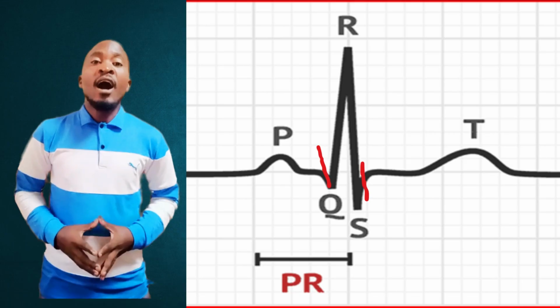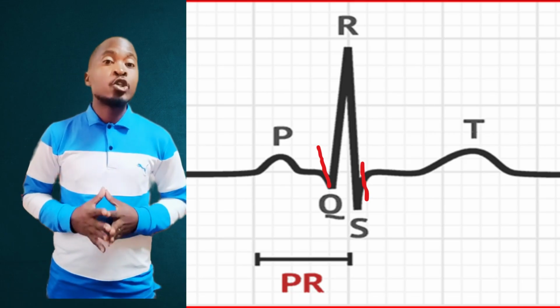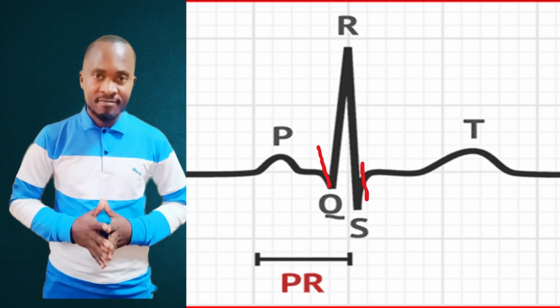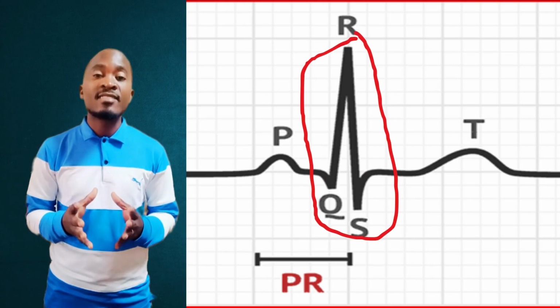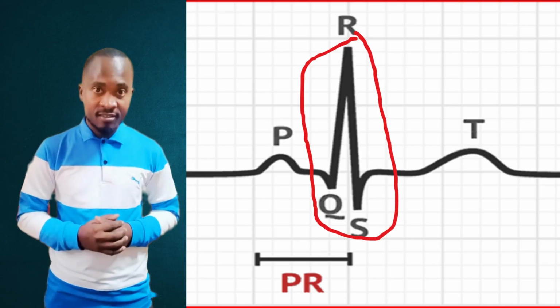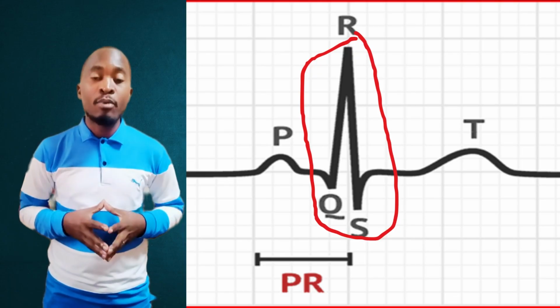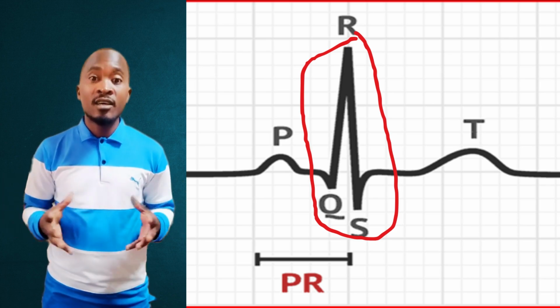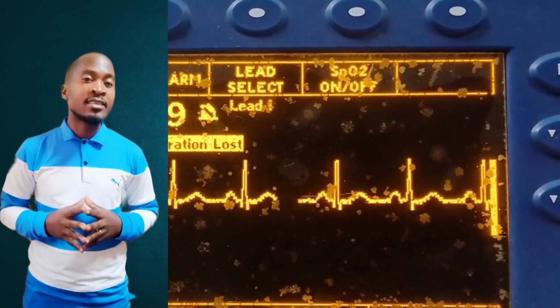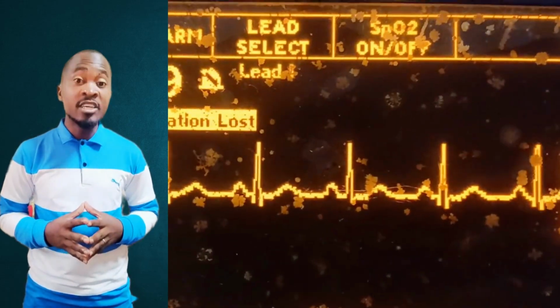The next thing that you need to analyze is the QRS complex. A normal QRS complex should be within 3 small boxes. When it is less than 3 boxes, that's a narrow QRS complex. When it is more than 3 boxes, then that's a wide QRS complex. The QRS complex represents ventricular depolarization.